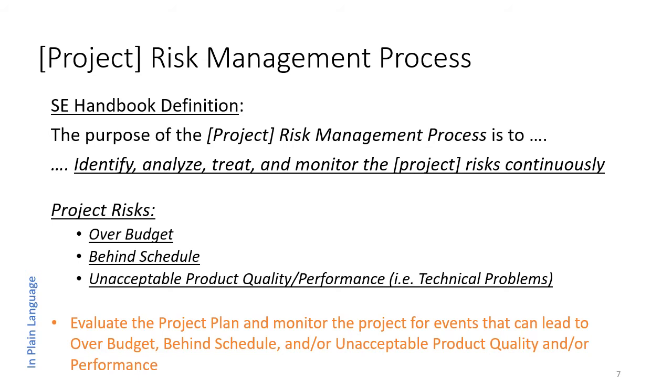So in plain language, the purpose of the risk management process, shown in the orange text, is to evaluate the project plan and monitor the project for events that can lead to three things: over budget, behind schedule, unacceptable product quality, and or unacceptable performance. So that's it in a nutshell.